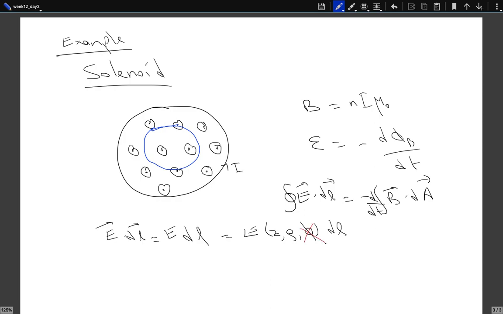Now, can it depend on z? Remember, this solenoid is infinitely long. It just looks the same here, here, here. It's the same. But those points have different z values, so nothing should change as I change the z. So the electric field depends only on rho. And along this loop, rho doesn't change. So now we can evaluate that integral.